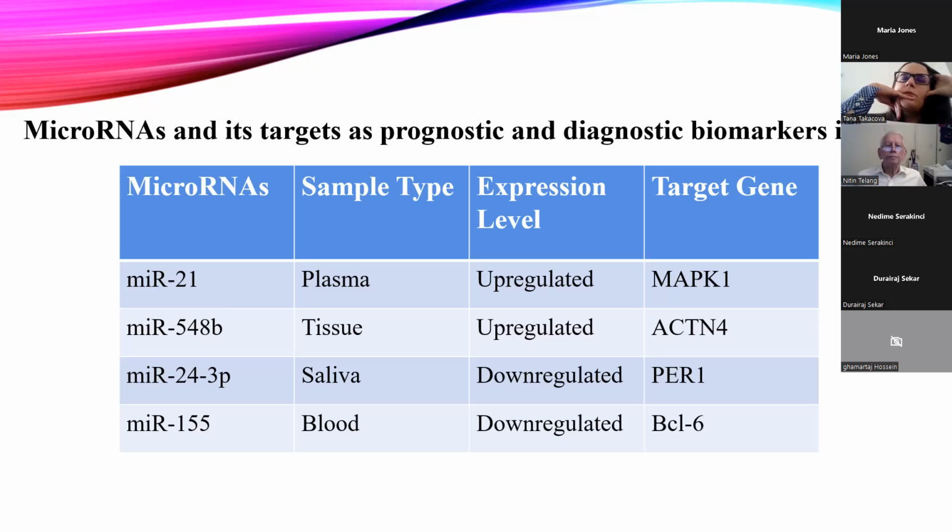The second type of microRNA is called tumor suppressive. This is always down-regulated in the cells, and it has its own targeted gene, which is also easily detected in saliva or blood. For example, microRNA 24-3p and microRNA 155. These microRNAs are all detected in the OSCC samples, according to recent studies.